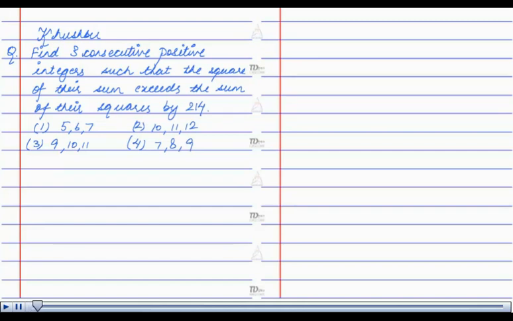Hello, I am Khushbu. The question is, find three consecutive positive integers such that the square of their sum exceeds the sum of their squares by 214.